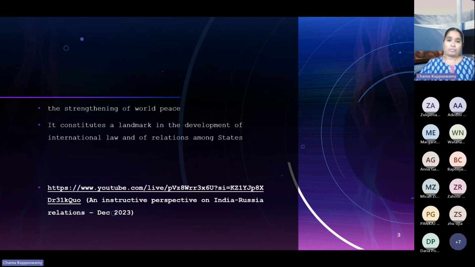The other country that I belong to, I happen to be an overseas citizen of India. So friendly relations between India and Russia, that's taken a different turn in the last few years. I was recently watching a YouTube video, which is what prompted me to share it with you as well. It's quite an instructive perspective on India-Russia relations. It was an event that took place in December 2023. I've given you the link there. It gets you to think about how countries can behave with each other, and consequently, people from countries.